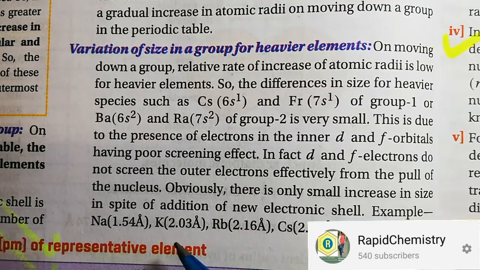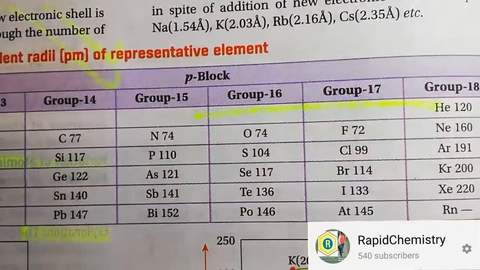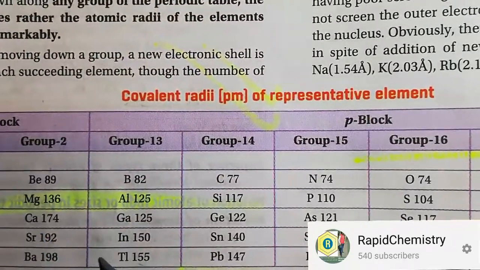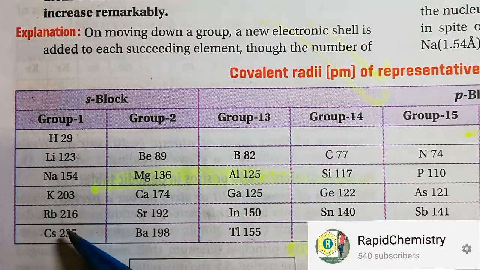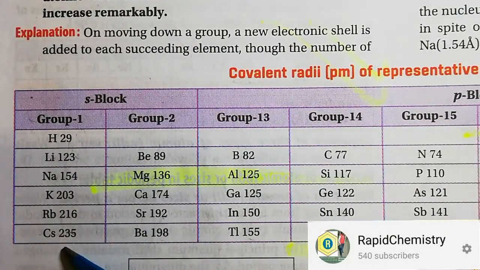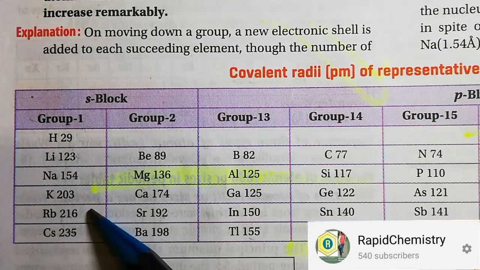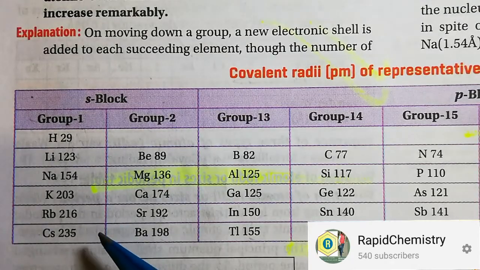Okay, and that's why, and I have discussed that one a bit. That means for the last elements in a group, say for rubidium to cesium and after cesium to francium, the increase is very less.